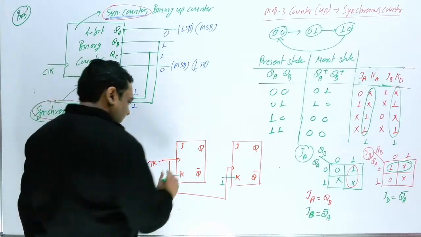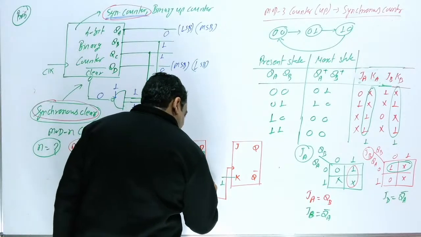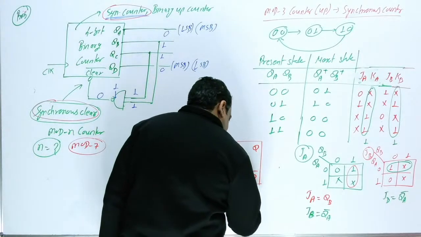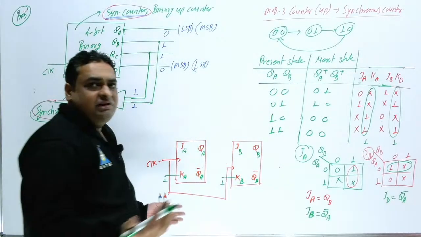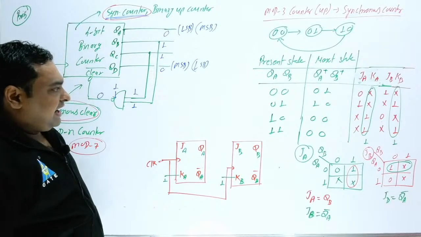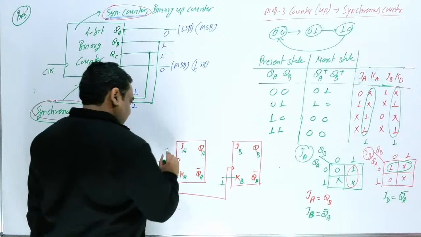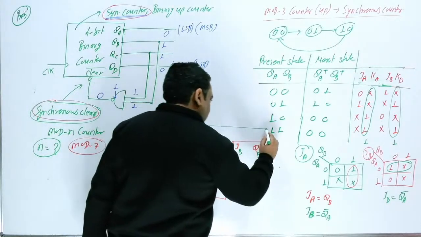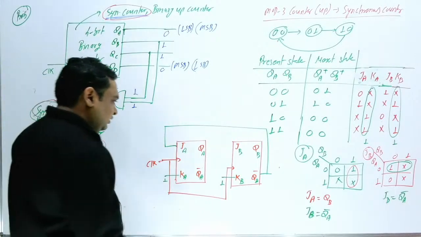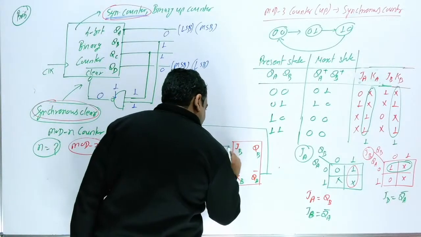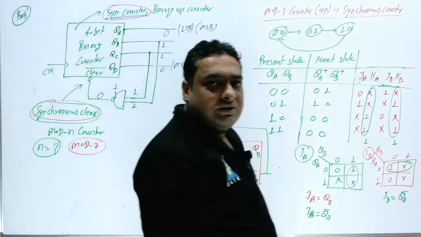Just I am going to assume this is A. So this is JA, this is KA, this is QA, this is QA bar. And if this is B, this is JB, KB, QB and QB bar. You can also assume this A and this B, this is your choice. Both the K are 1. Now, JA is nothing but QB, so this JA is connected to QB. And JB is connected to QA bar. This is the circuit.